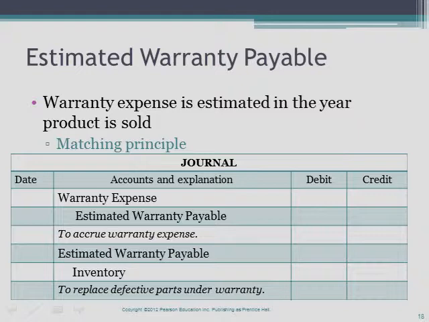At the end of the sale, however, the company doesn't know which products are defective. The exact amount of warranty expense cannot be known with certainty, so the business must estimate warranty expense and the related liability. To record estimated warranty liability, an entry is made debiting warranty expense and crediting estimated warranty liability. The amount is established based on prior experience or industry standards. When actual warranty work is performed, the liability is debited and inventory is credited for any parts used.